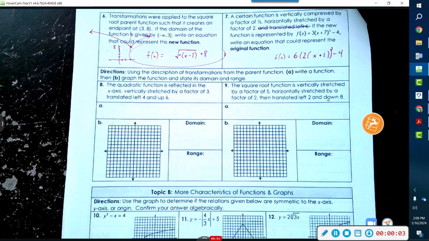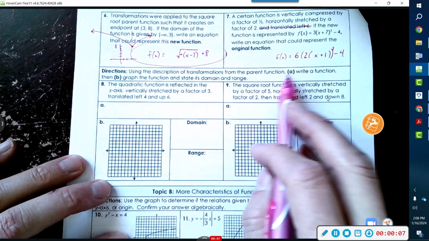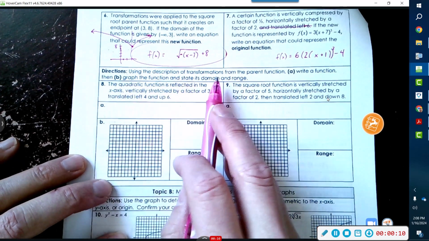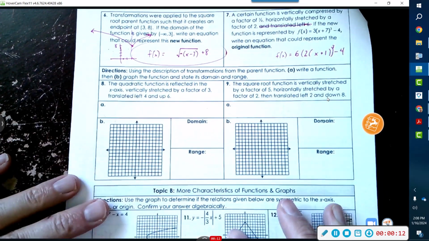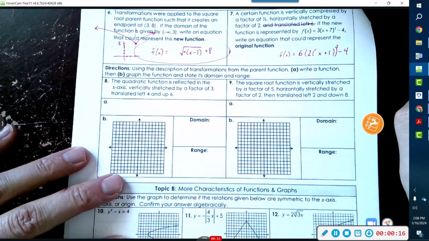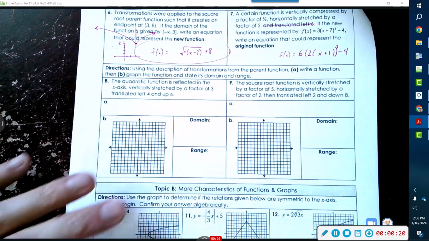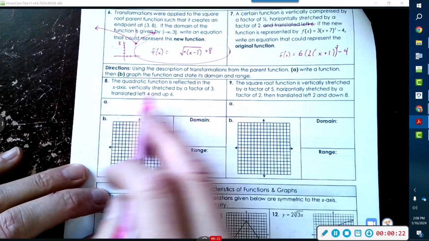Number 8, the quadratic function is using the description of the transformation from the parent function. A, write the function. B, graph the function and state its domain and range. Okay, so now what we're doing is we are going to graph this guy the way the transformation says.